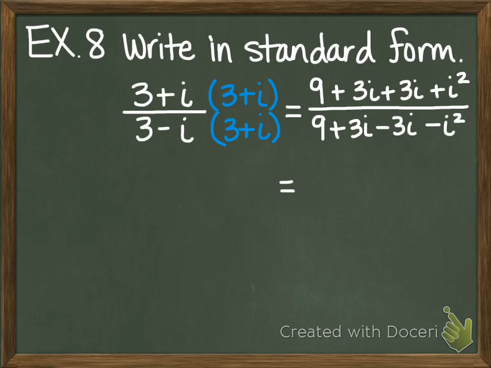On the top, i squared is going to change to a negative 1. So that's 9 minus 1 is 8 plus 6i on the top. On the bottom, the middle two terms are going to cancel, which is what I wanted. And then I've got the negative i squared on the end. i squared is negative 1, so that's a plus 1. 9 plus 1 at the bottom will be 10.